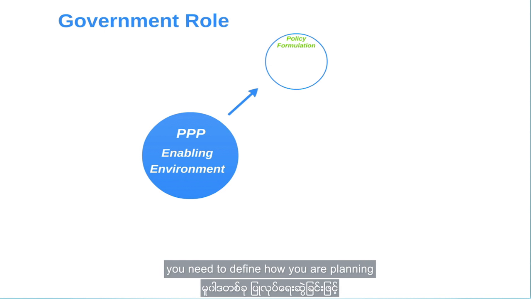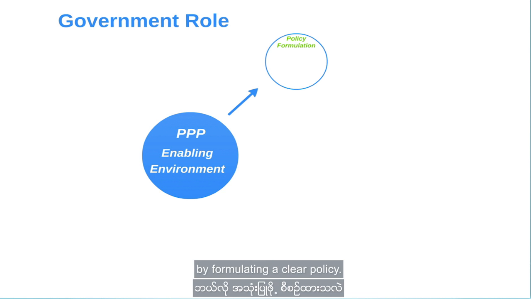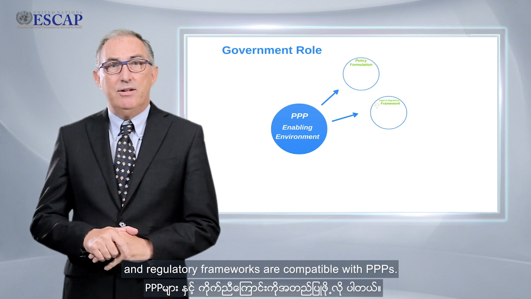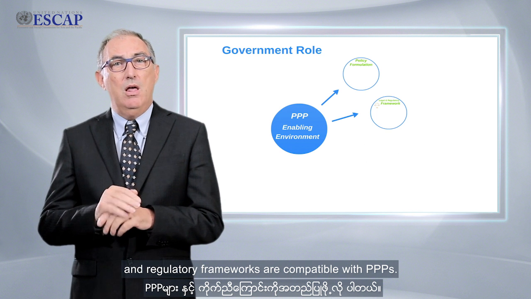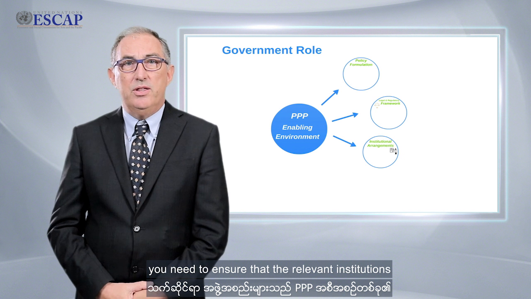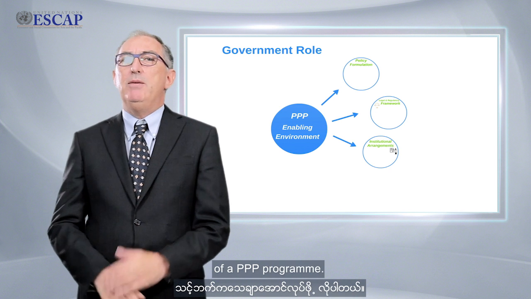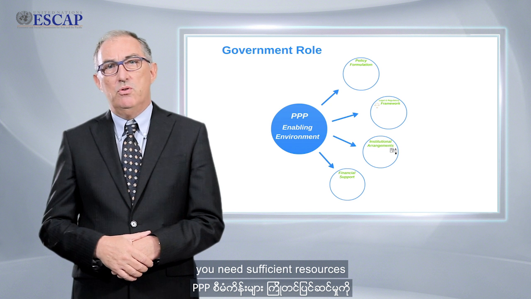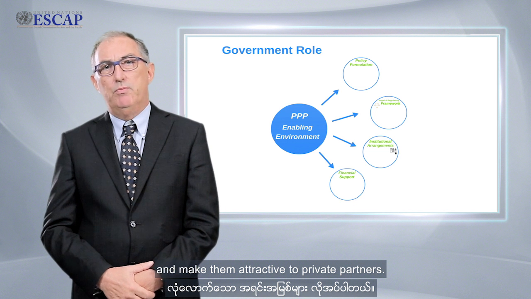First, you will need to define how you are planning to use PPP solutions for infrastructure development by formulating a clear policy. Second, you need to confirm that the applicable legal and regulatory frameworks are compatible with PPPs. Third, you will need to ensure that the relevant institutions are capable of supporting the implementation of a PPP program. And fourth, you need sufficient resources to finance the preparation of PPP projects and make them attractive to private partners.